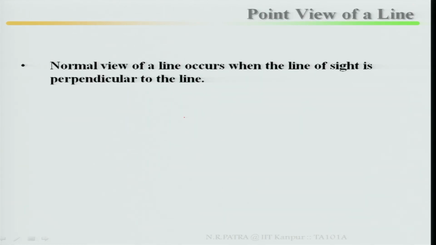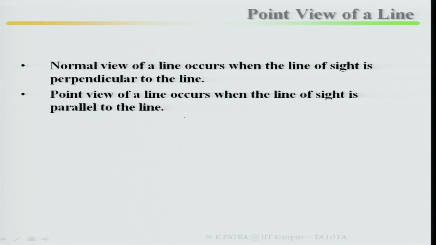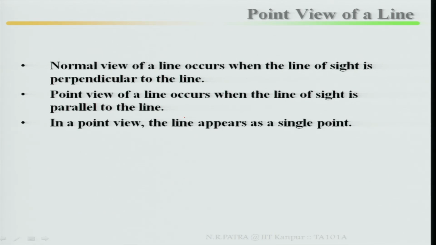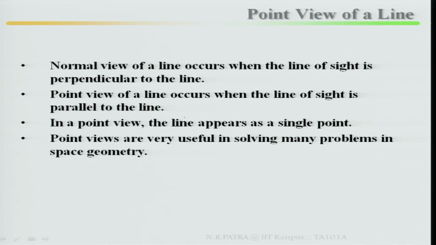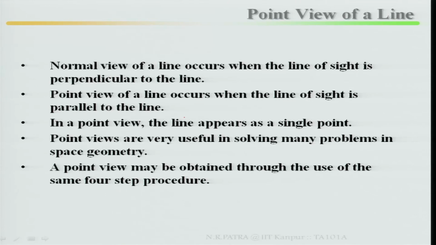Now, normal view of a line occurs when the line of sight is perpendicular to the line, this is discussed. Point view of a line occurs when the line of sight is parallel to the line, this is the difference. In a point view, the line appears as a single point. Point views are very useful in solving many problems in space geometry. A point view may be obtained through the use of the same 4-step procedure. Whatever you have discussed, the same 4-step procedure can obtain the point view.